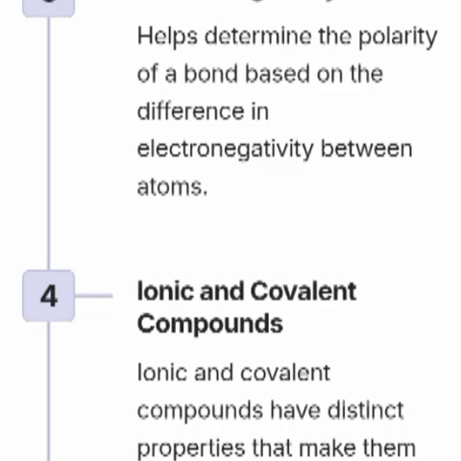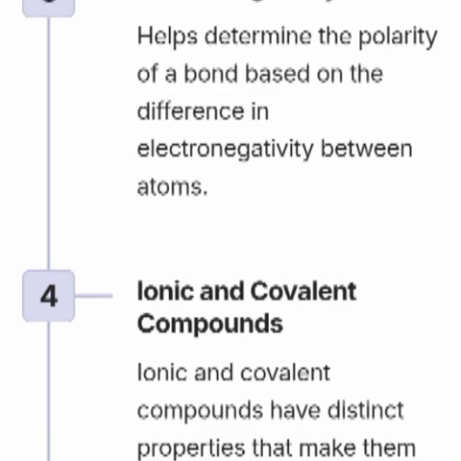Electronegativity helps to determine the polarity of a bond based on the difference in electronegativity between the atoms. If the difference in the ability of the atoms involved in a bond is high, then that bond is said to be polar. If the difference is negligible, then the bond is said to be non-polar. And we have ionic and covalent compounds.